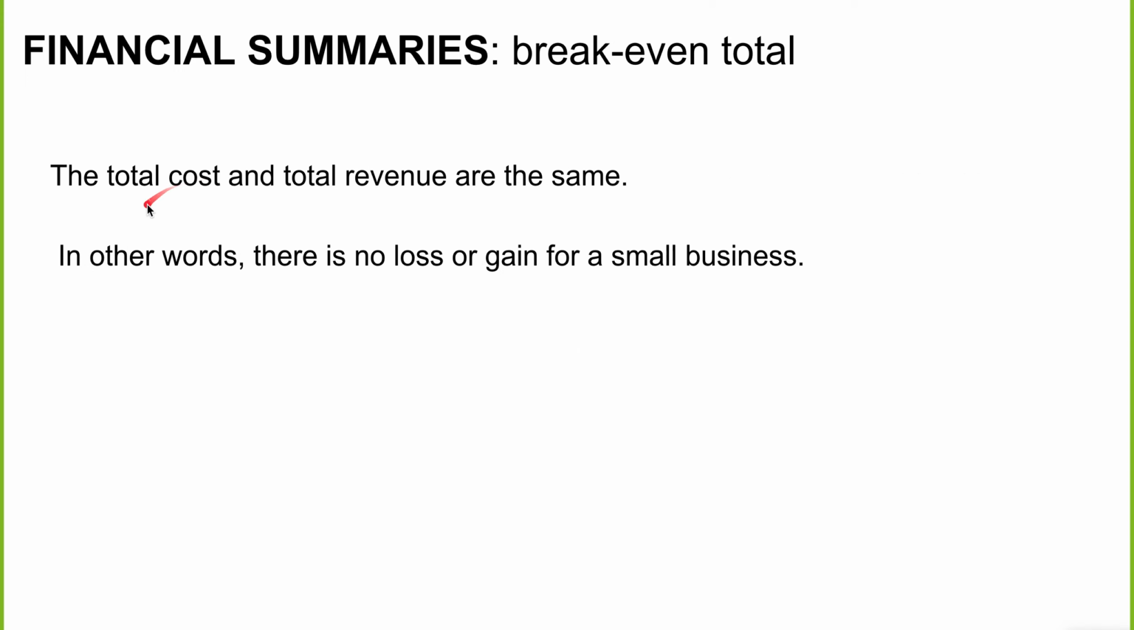Then we have the break-even total. The break-even total is when the total cost and the total revenue are the same. In other words, the amount of money that I spend and the amount of money that I make are the same. In other words, there is no loss or gain. My profit is zero and my losses are zero.